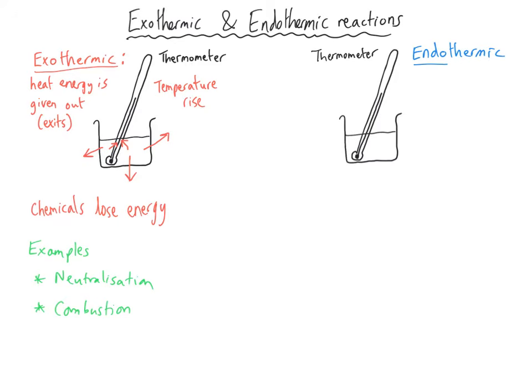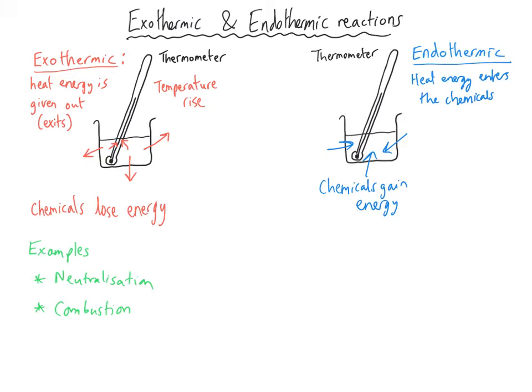Endothermic reactions, in contrast, involve the chemicals taking in energy from their surroundings. So we can say that heat energy enters the chemicals from the surroundings. Now the thermometer is part of the surroundings, and so if the thermometer gives energy to the chemicals, the thermometer loses energy, and so we will see that the temperature drops in this experiment.